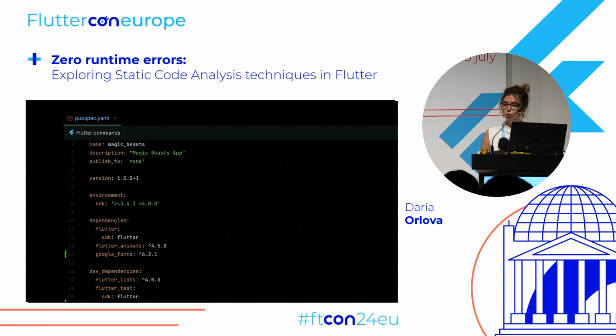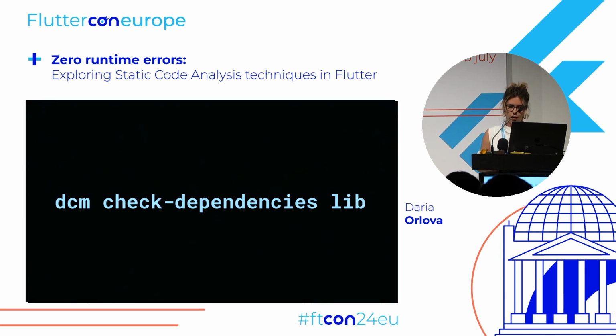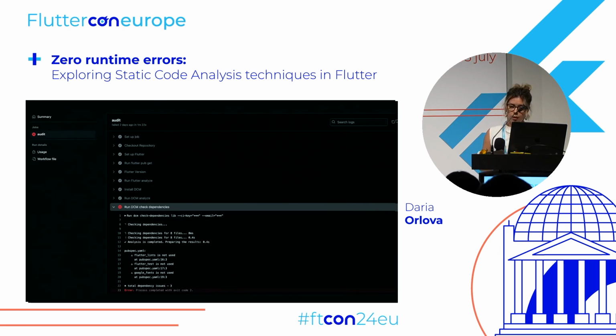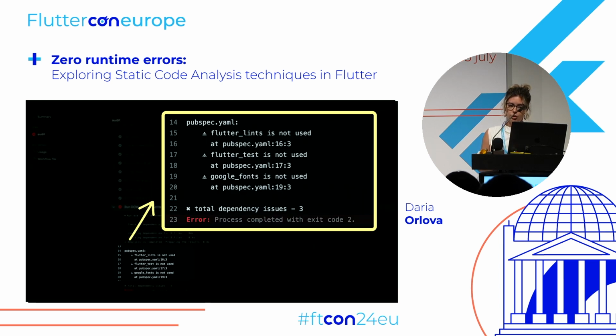And we all use packages in our code, but sometimes there can be a situation that we stop using the code from a package and forget to remove the dependency. Thankfully, we can make sure that this doesn't happen with another DCM command, DCM check dependencies, which, as the name says, checks dependencies and reports those that are unused. Obviously, we can add it to our workflow. And then in case we have left behind any unused dependencies, a check will fail until we remove the dependencies that we no longer need.